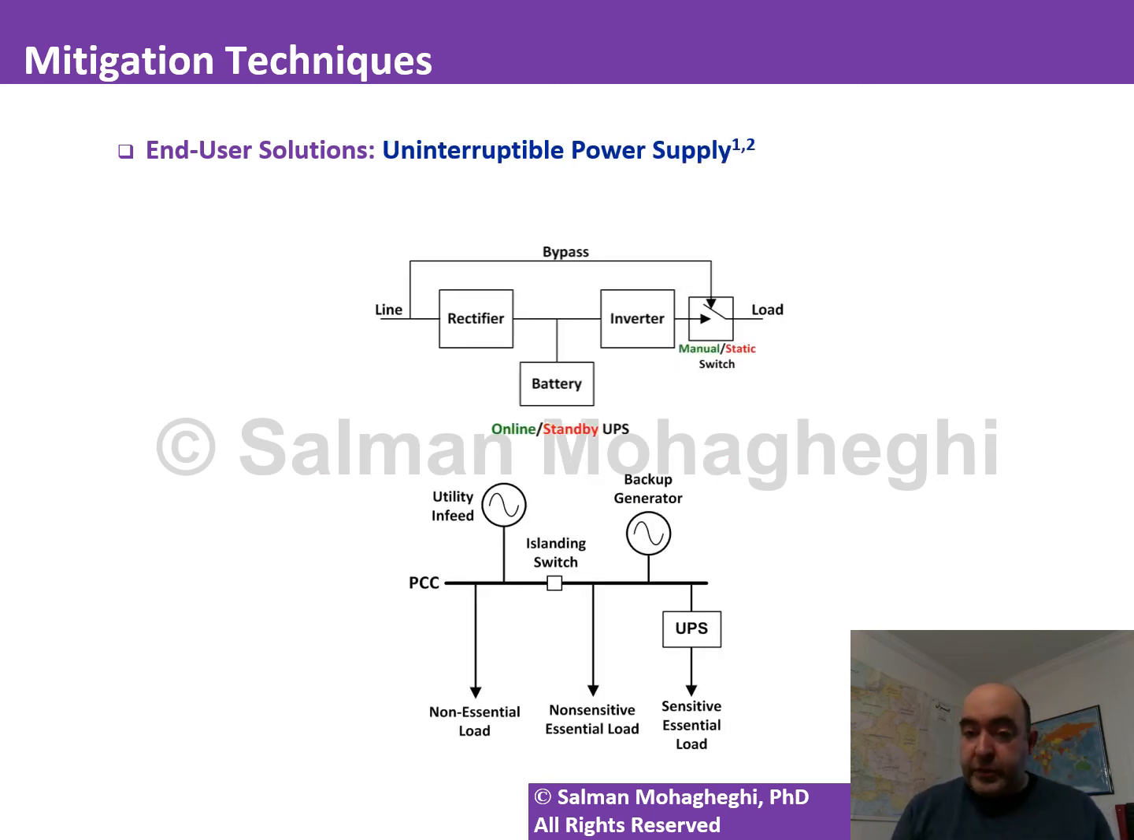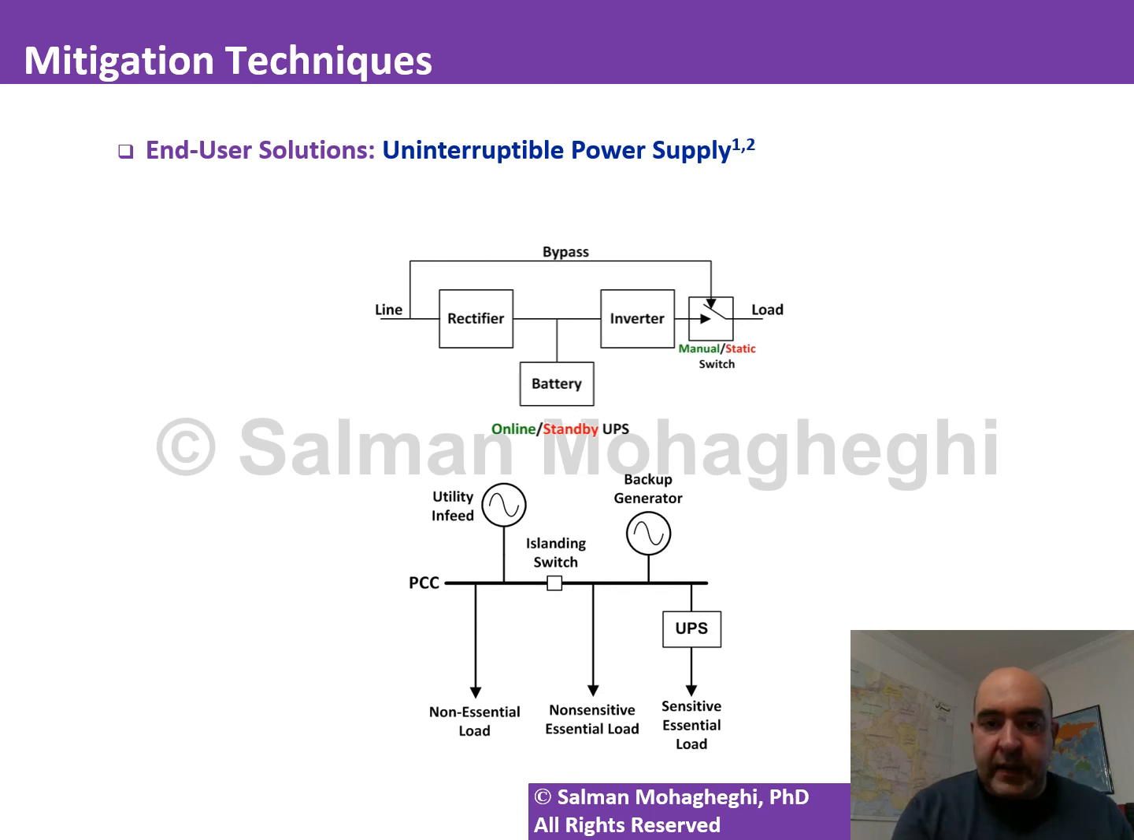Another solution which is quite common for sensitive loads is UPS, or uninterruptible power supply. Here we use power electronic circuitry to make sure that the loads are always going to be supplied with some sort of a supply, either the main grid or my backup generation. So there are different configurations for UPS systems. This is one example that I'm showing you here.